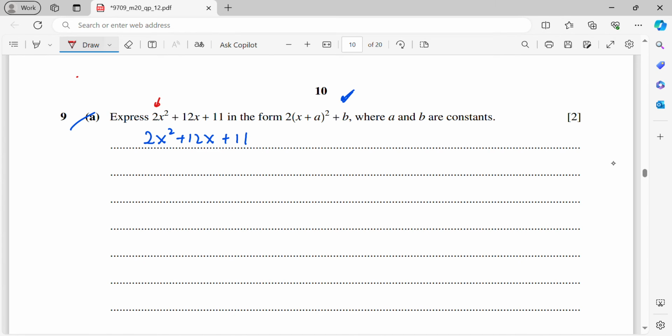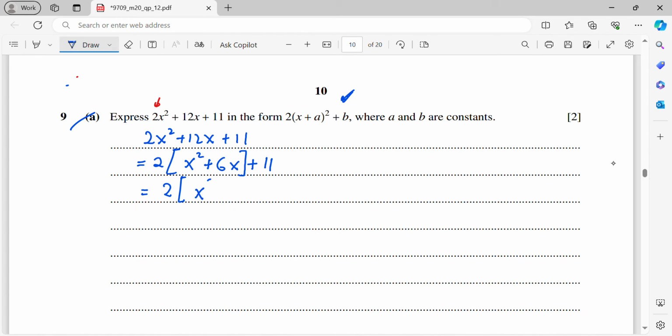So you have to factorize the 2. So I factorize 2, then you will be getting x squared plus... when you factorize 2, it's like you are dividing the terms by 2. So 12 divided by 2 is 6x, alright? 12x divided by 2 is 6x. Then the 11, you can just leave it outside. So plus 11 outside. Then now from here, I'll get 2.